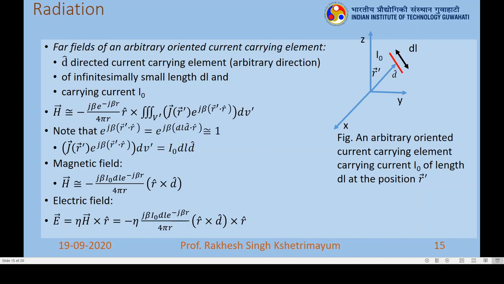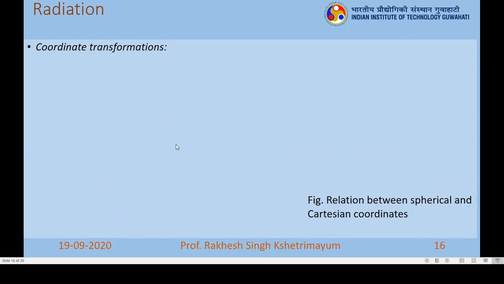So this was for any arbitrarily oriented current carrying element. Let's say if you want to find it for the popular cases where you have a vertical electric dipole or horizontal electric dipole, let's see that. Just before that, we need to know coordinate transformation for finding the fields for VED and HED later on. So let's see what is coordinate transformation.